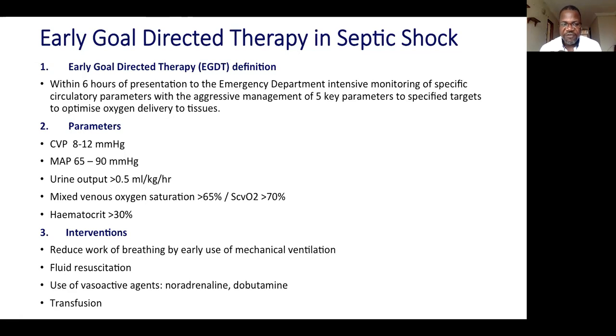So you are monitoring those 5 things by doing your source control, by resuscitating the patient, and by giving vasopressors. You are trying to achieve those 5 things. You reduce the work of breathing by putting the patient on mechanical ventilation. You do fluid resuscitation, you use vasoactive agents, and you transfuse the patient. So those are the 4 interventions you do to achieve those 5 parameters within your goal-directed therapy.